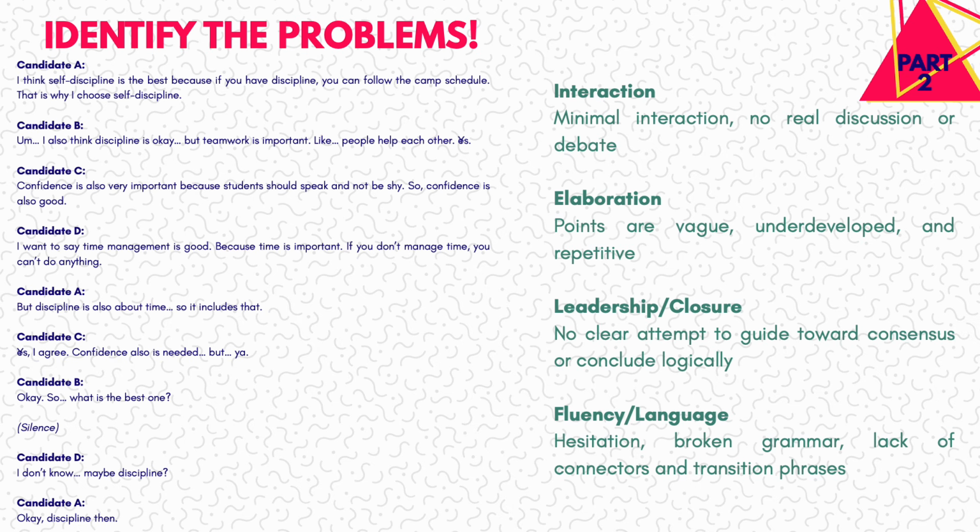We can see that towards the end, Candidate B asks, okay, so what is the best one? There's a long silence, continued by Candidate D, I don't know, maybe discipline. So they just simply choose one best suggestion or value for this question. Lastly, in terms of fluency and language, we can see hesitation here and there, broken grammar, lots of grammatical mistakes, and a lack of connectors and transition phrases as well.